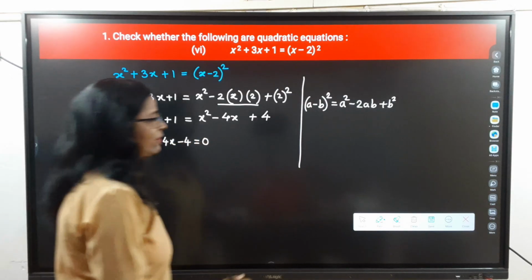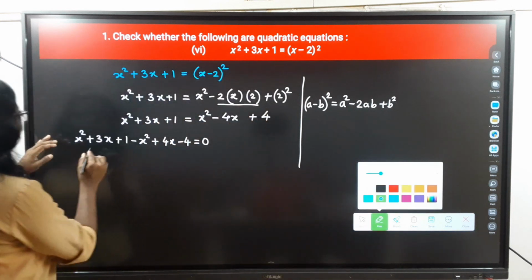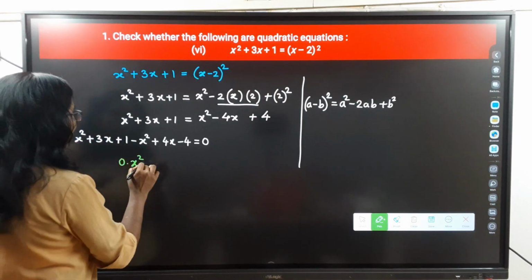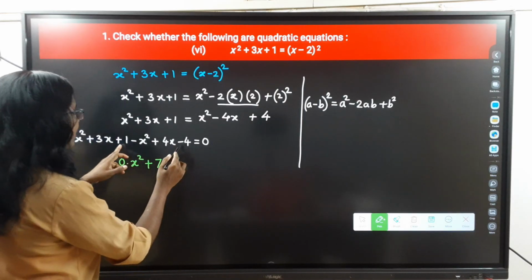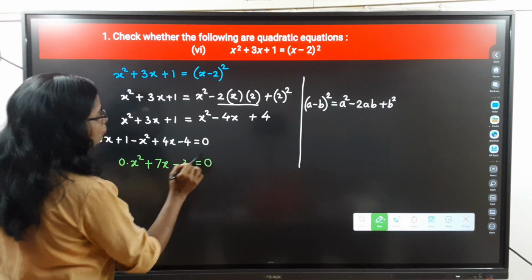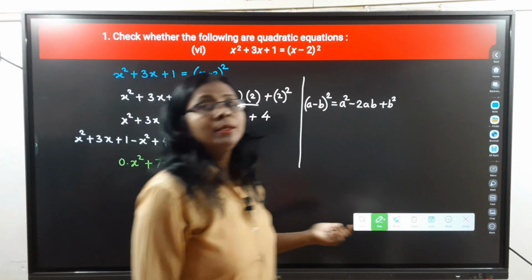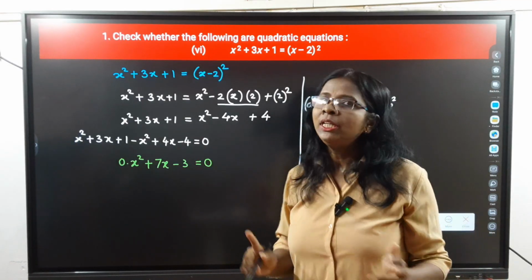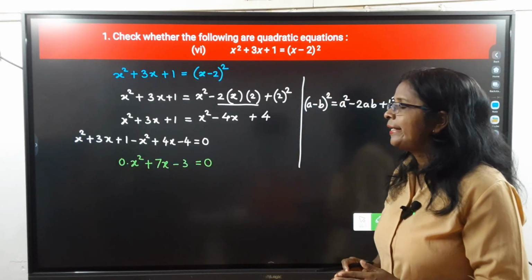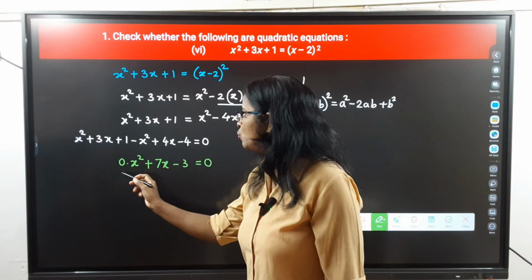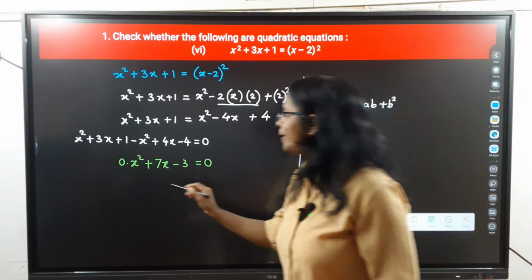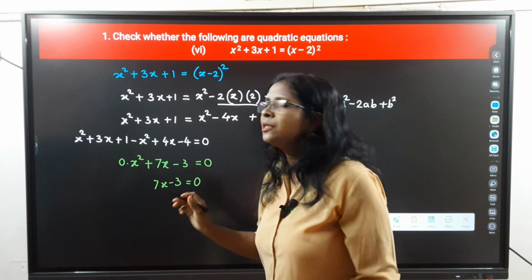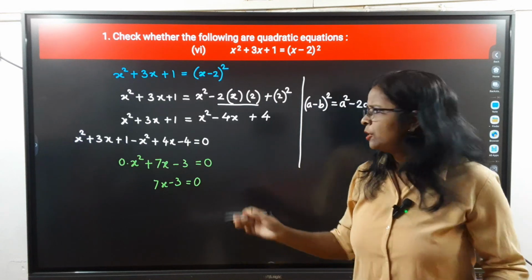Now further simplify this equation. So finally we say x square minus x square, 0x square. Then 3x plus 4x, 7x. And here plus 1 minus 4, minus 3 is equal to 0. Now here students, this is the final simplest equation. But students, if you observe carefully this equation, so we can say that here the coefficient of x square is equal to 0, and that means here students, finally we can also write down the further equation as 7x minus 3 is equal to 0. We can write it in such a way students.